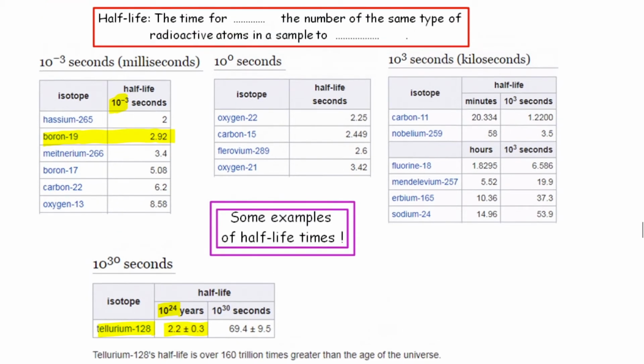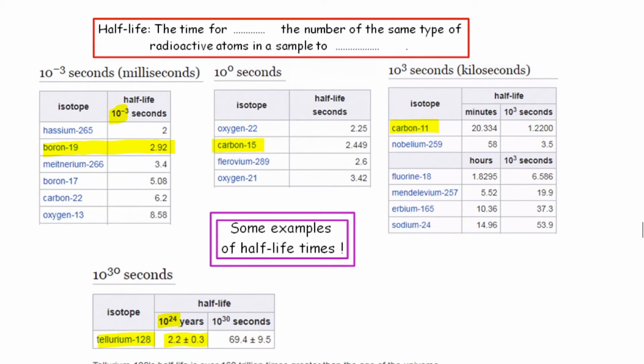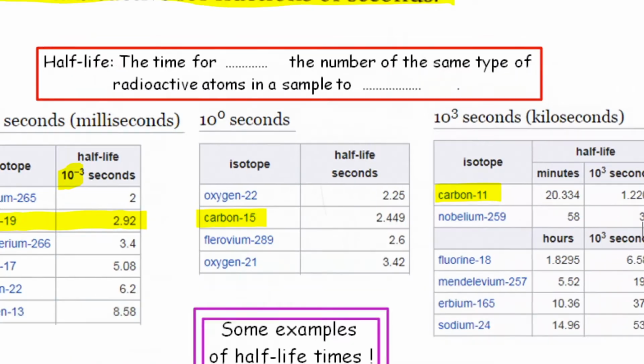If we've got somewhere in the middle, carbon, we've got carbon-15, we've got carbon-11, but no carbon-14. Remember, carbon-14 is the one we looked at a moment ago. So all these different radioisotopes have got different half-lives. Just fill this in next.